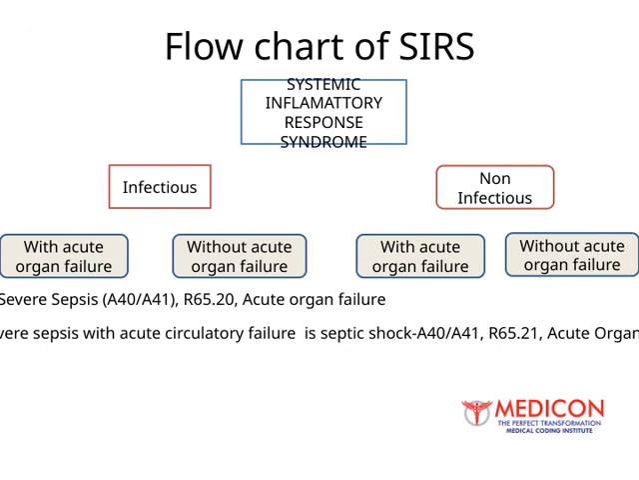The key takeaway here is how SIRS, depending on its cause and progression, can escalate from a systemic inflammatory response to severe sepsis, and then to septic shock. Recognizing these stages is crucial for timely intervention and improving patient outcomes. This flowchart visually emphasizes the importance of early detection and understanding the pathways that lead to these critical conditions.